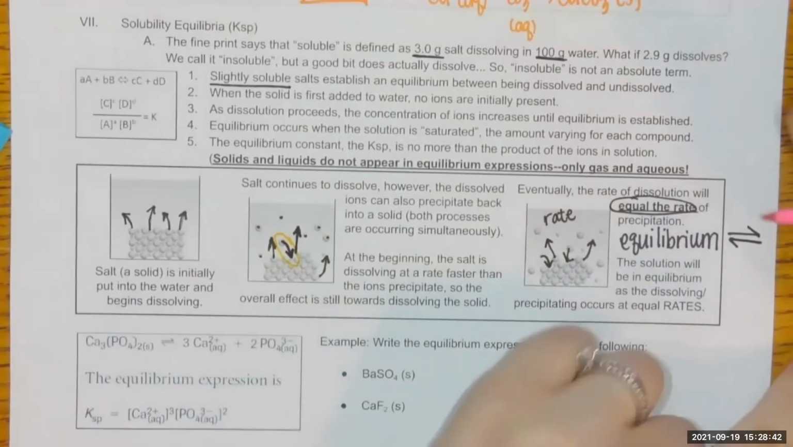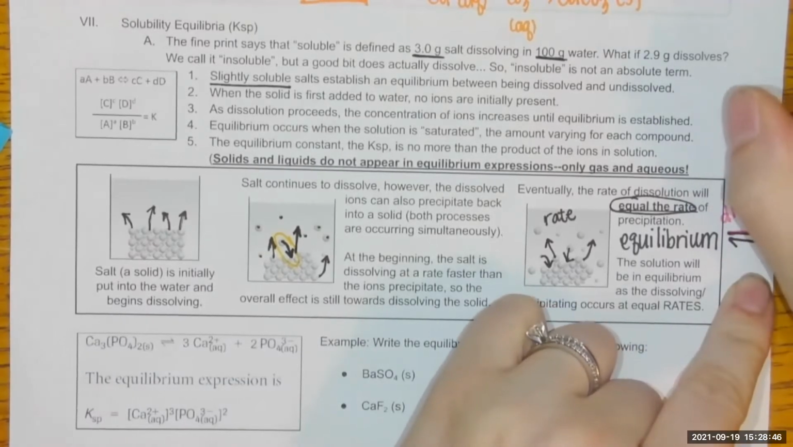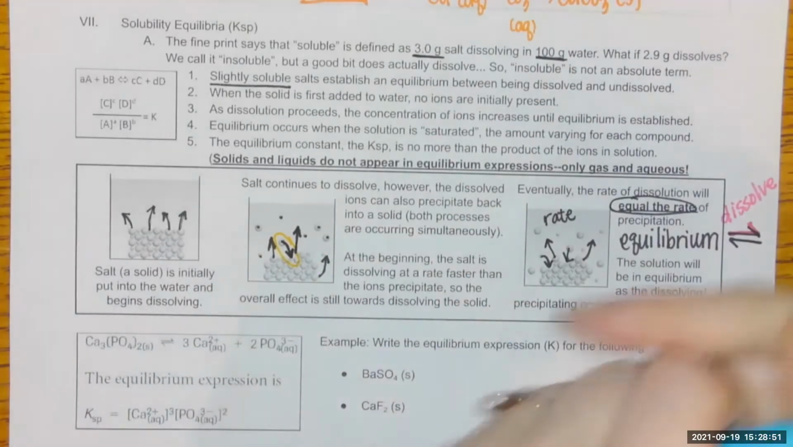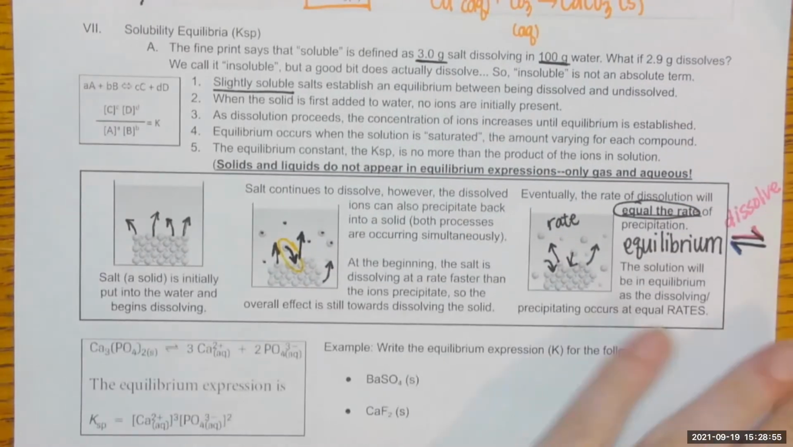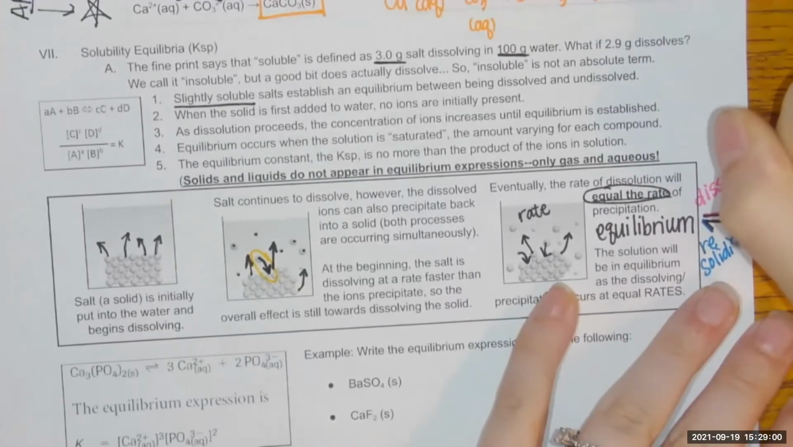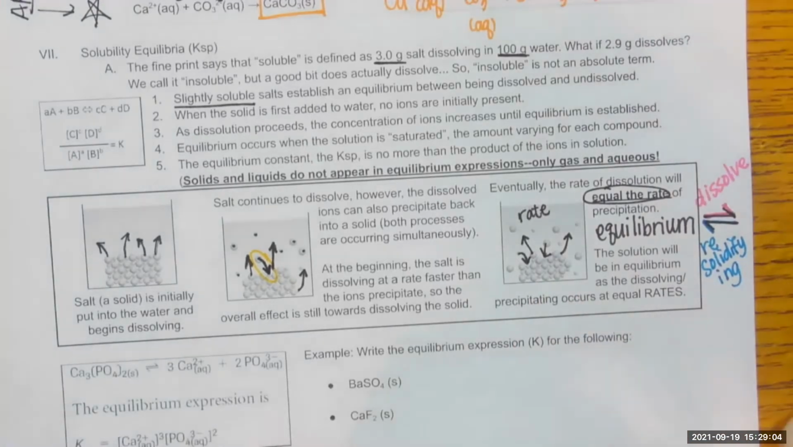That's my tattoo. So when we're going forward, the forward arrow is dissolving. And the backwards arrow in this case is undissolving. I'm going to say re-solidifying. And that's the equilibrium that we're working with.